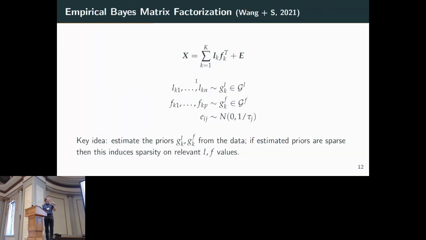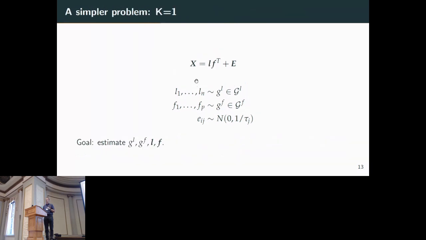Okay, so to explain in a bit more detail how we achieve this goal, I need to simplify a bit further. So this is a simpler version of the problem where you just have one L and one F. I've set capital K to 1 just to get things started. So now I've got this problem. I want to represent X as L F transpose plus some error, where the L's come from some prior G_L and the F's come from some prior G_F. And the error terms are normally distributed with some column-specific variance in this case.